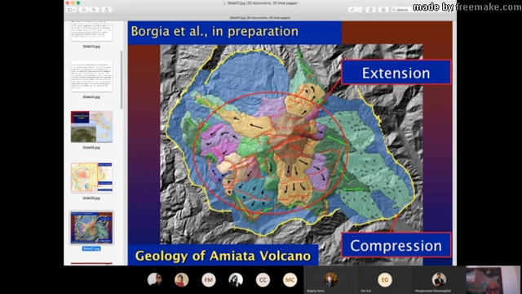Yes. Okay. In this new slide, we were able to identify about 14 different lava flows and debris avalanches from Amiata volcano itself. The old avalanches are the ones in light green and dark green. And then you evolve to the purple lava flows, then the light brown, then above that the dark brown, and then again the light green lava flows.